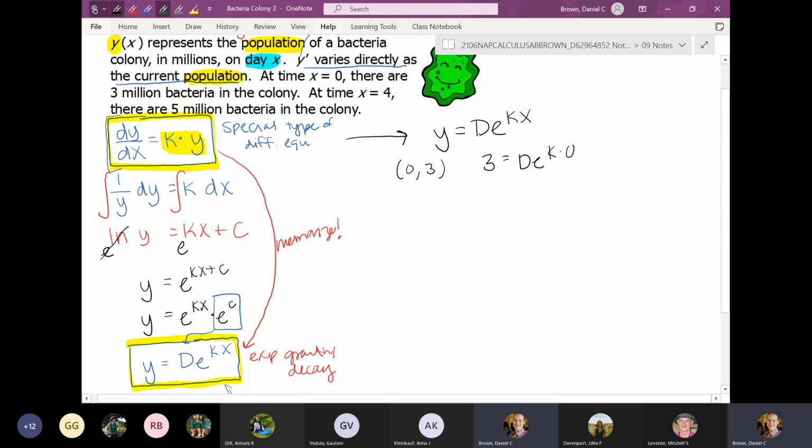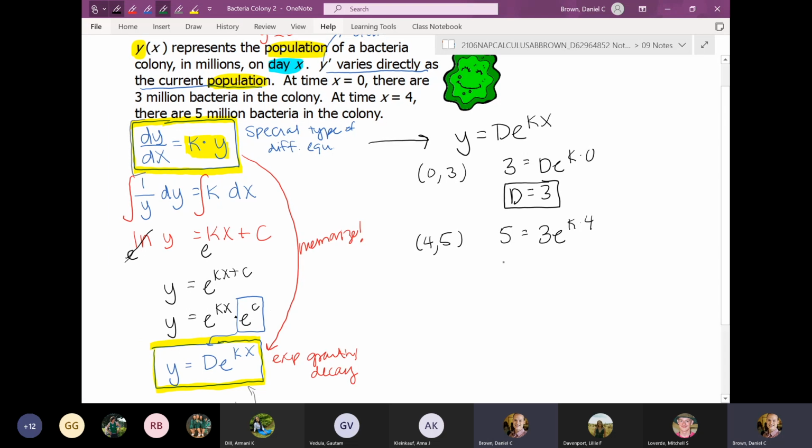k times 0 is 0. e to the 0th power is 1. So we know that d is equal to 3. And then I can use that for the other initial condition. So then when we have x is 4, there's 5 million bacteria. So I have 5 equals d, which was 3, times e to the k times 4. And now it's going to be pretty easy to solve for the k. Divide by 3 on both sides.